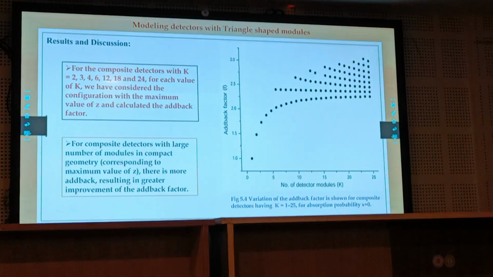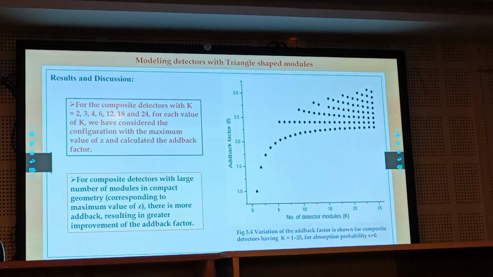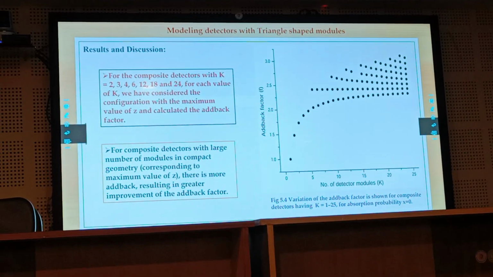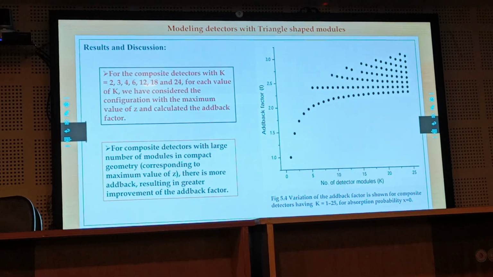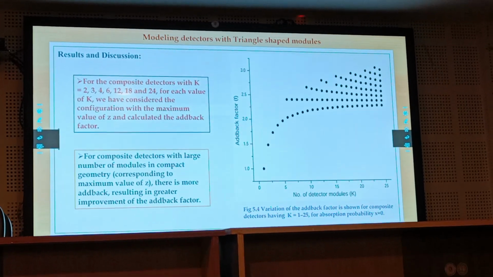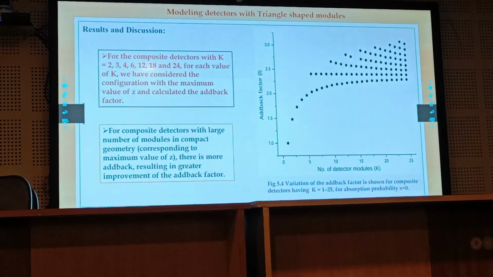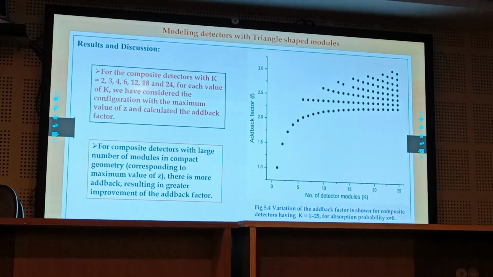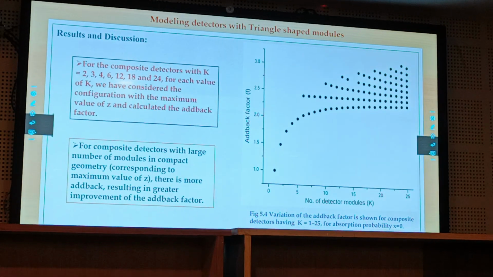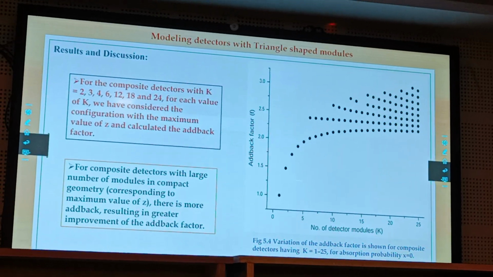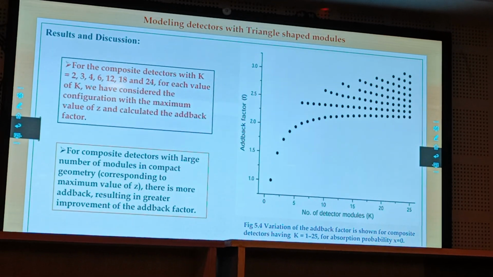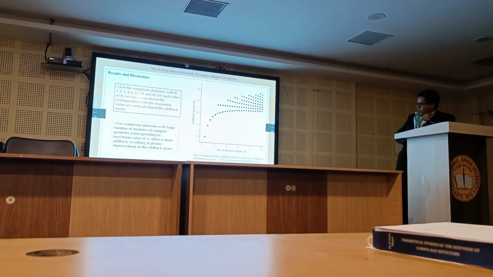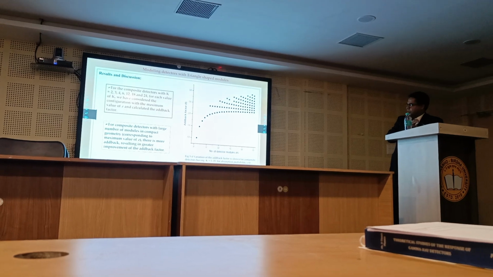And here we see that as the detector module number increases, we get different combinations of the detector modules, which also give different values of mu and z. We have considered the different values of z with those configurations, and see that when the detector module number increases, we get different values of z. That's why for k equal to 25, we get 8 z values and corresponding add-back factors. The variation of the add-back factor is shown for composite detectors having k equal to 1 to 25, for absorption probability x equal to 0.